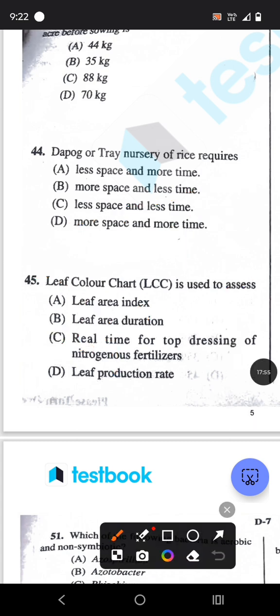Real time for top dressing of nitrogenous fertilizers.